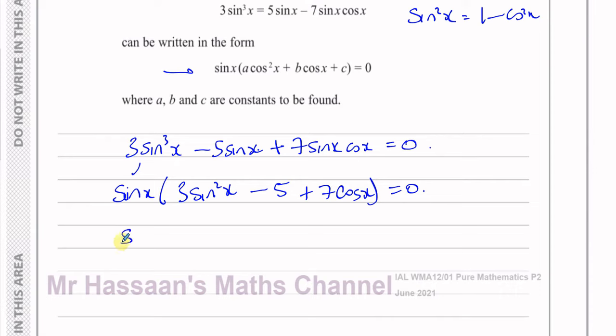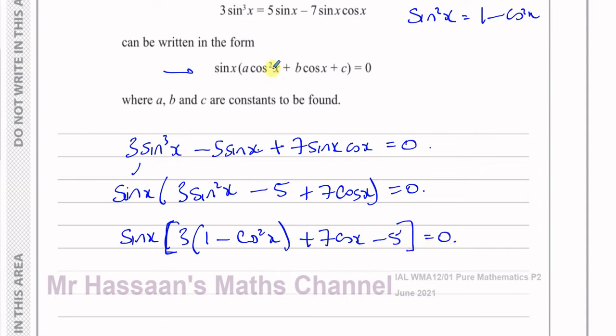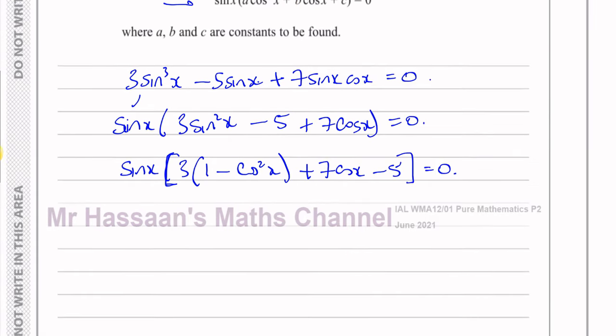So I have sine x outside, that's fine. Then I have 3 times, let me put this in a different shape bracket so that's clearer, 1 minus cosine squared x, plus 7 cosine x, and then minus 5, and that's equal to 0. Just so it has it in the same kind of format. Now we can expand that bracket inside there.